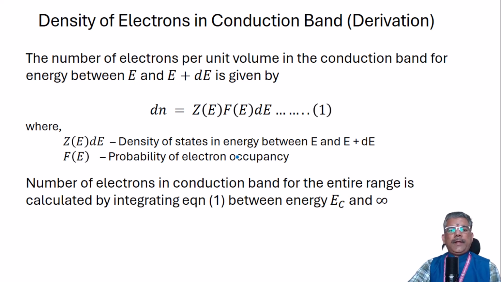We know that Z(E) dE is nothing but the density of states in the energy level between E and E plus dE, and we know what F(E) is. F(E) is the Fermi distribution function. The definition of the Fermi distribution function is that it is the probability of electron occupancy.